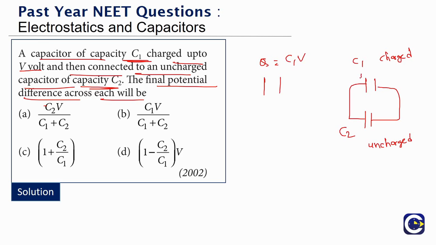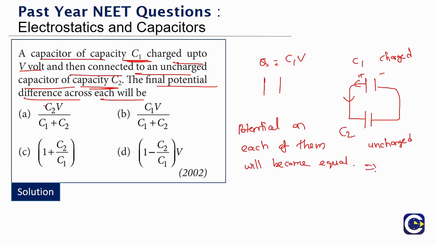Now we connect. The final potential difference across each of them: once we connect the two capacitors, there will be charge transfer till the potential on each of them becomes equal. Let us say the final potential is V dash. Now what will be the final charge on the capacitor C1? C1 into V dash. What is the final charge on the capacitor C2? That also will have the same potential finally, right? C2 into V dash.